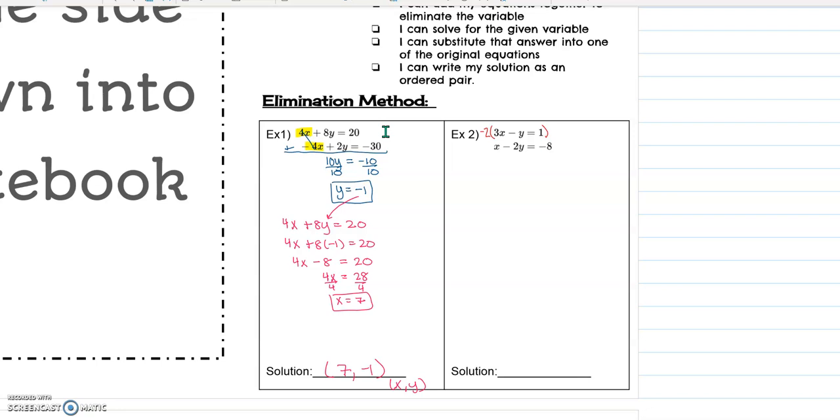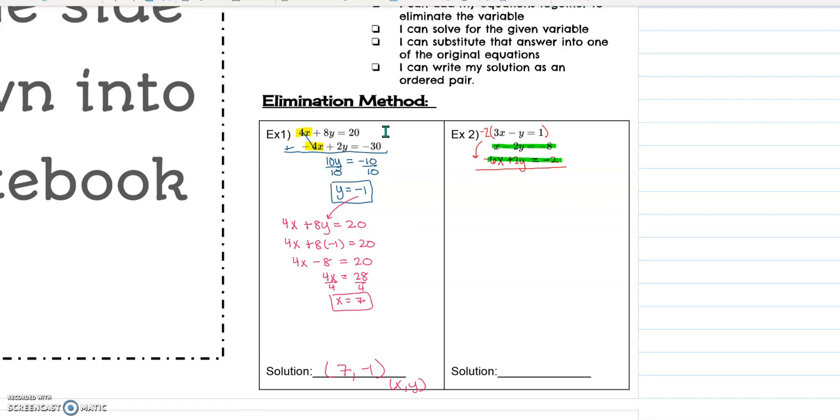So negative 2 times 3x, I'm going to write it below. So negative 6x. Then negative 2 times negative y, positive 2y. And notice, now I have opposite y's. That's my goal I was trying to do. And then negative 2 times 1, negative 2. So now I'm looking at these two equations that I just highlighted, and I'm going to eliminate from there.